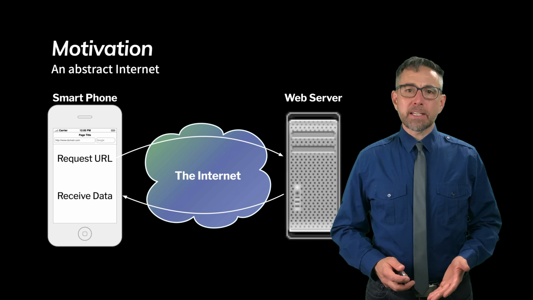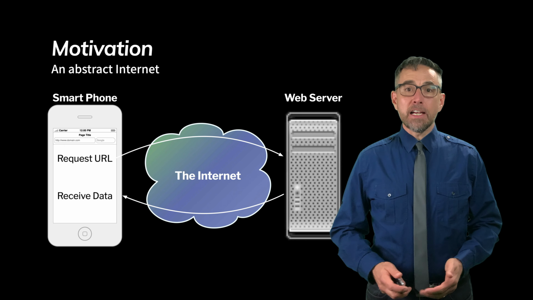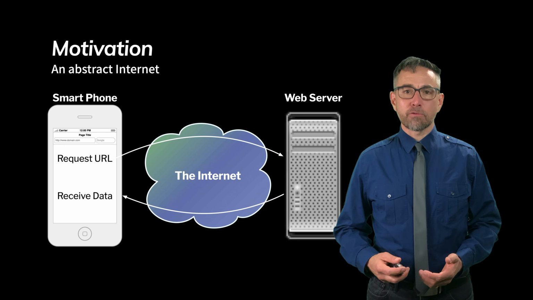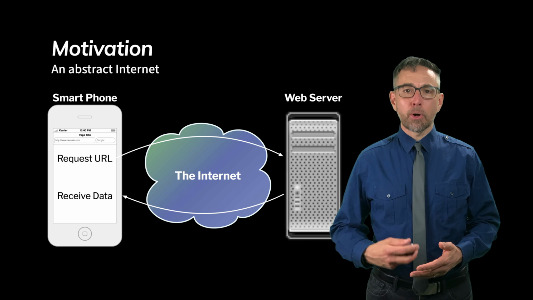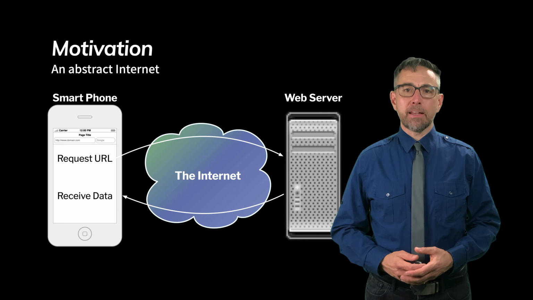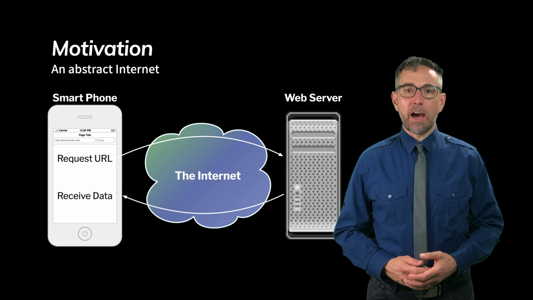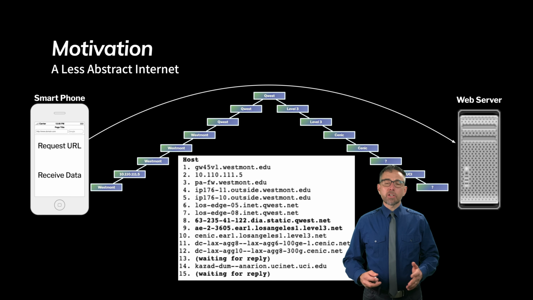And what I'd like to do is think about this cloud in a little less abstract manner, especially as you get into the process of working with networks and developing programs that use the network. Being able to understand where problems are happening in the network is important. And to do that, you must have an accurate understanding of how the network is operating. So here's a less abstract version of the internet.